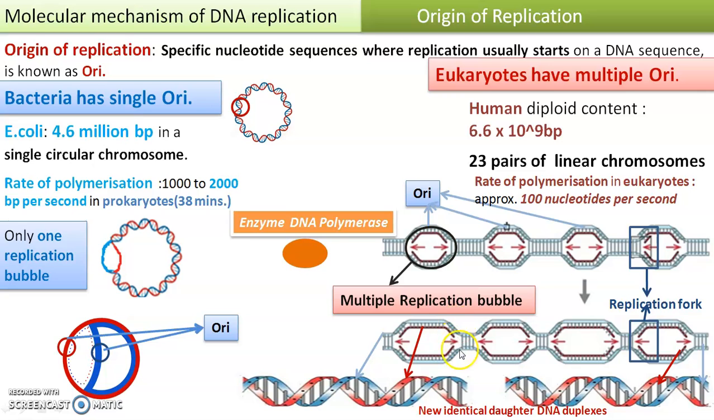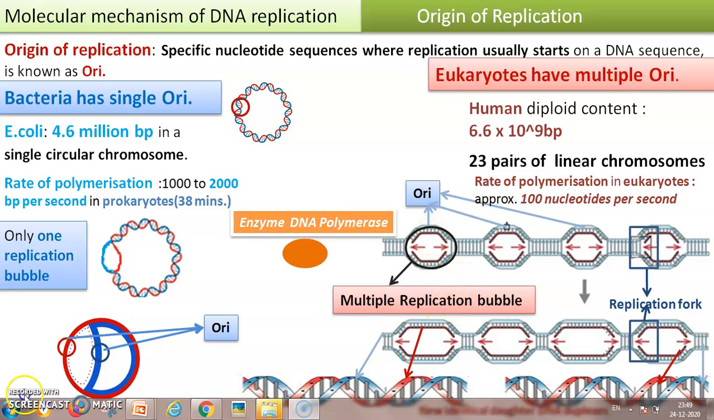So it is called a replication fork. That is marked here in one area. Here, replication fork. So each of these is a replication fork. So when ORI starts replication in both directions, because helicase is opening the two strands, or separating the two strands by disrupting hydrogen bonds, definitely at one segment two forks are formed. So such two forks together make a bubble called a replication bubble.